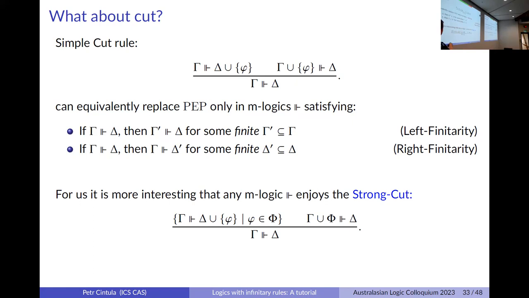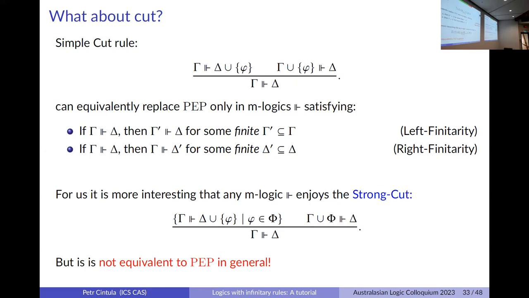So this means whenever gamma with some phi proves some delta, and gamma proves this delta with arbitrary phi from this big phi, from the capital phi, it is true for all those phis, then we can cut the set phi away and get gamma proves delta. This is the so-called strong cut property. And it is implied by the prime extension property. It's quite easy to see, but it is not equivalent.